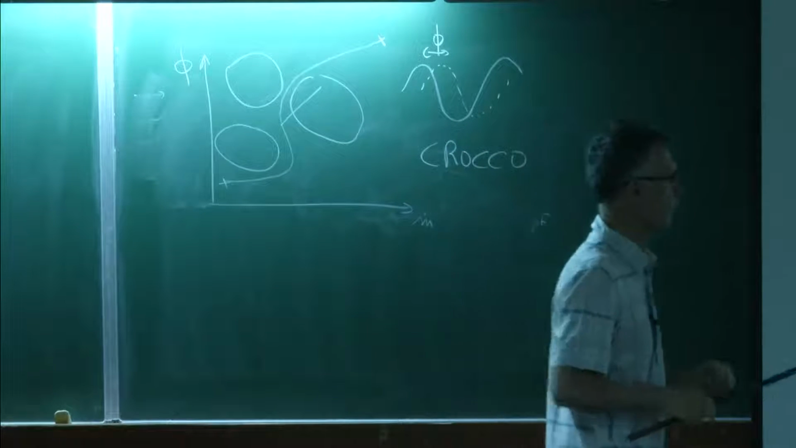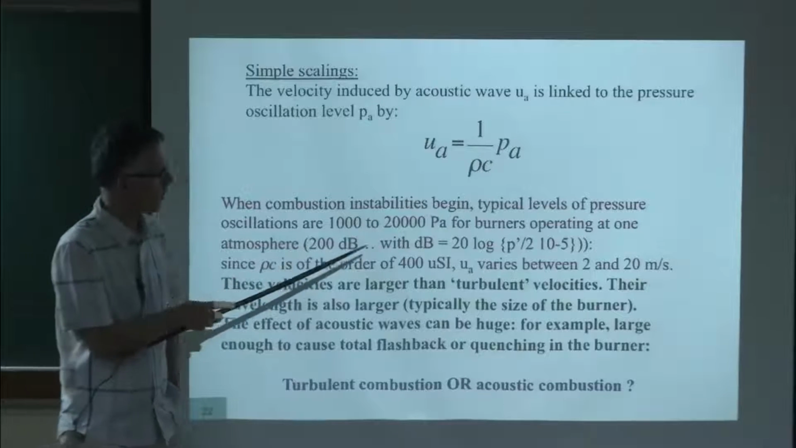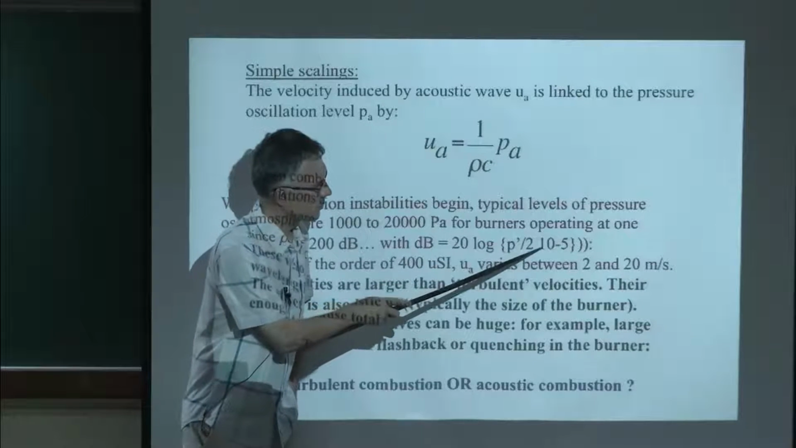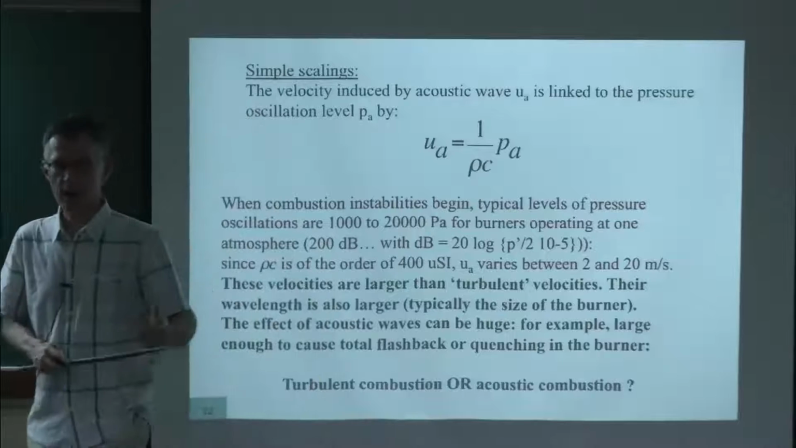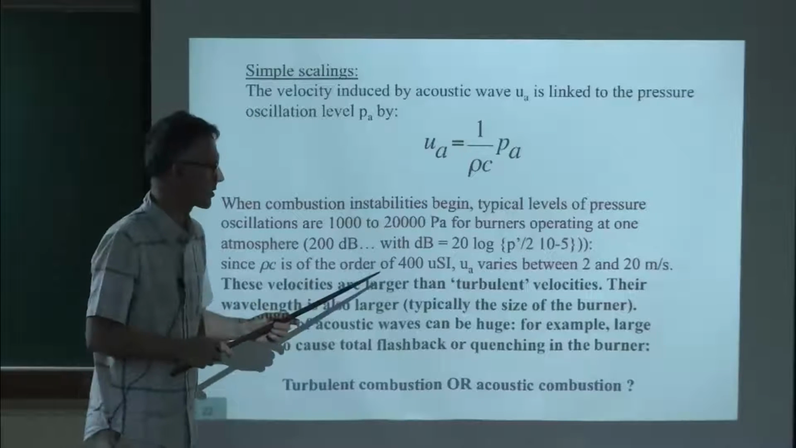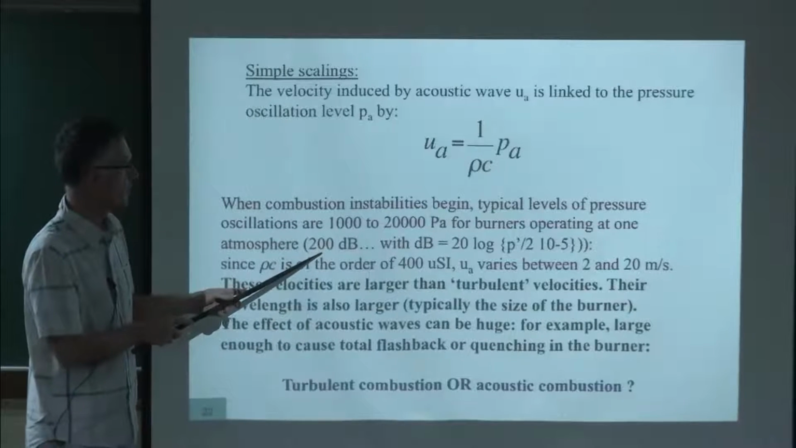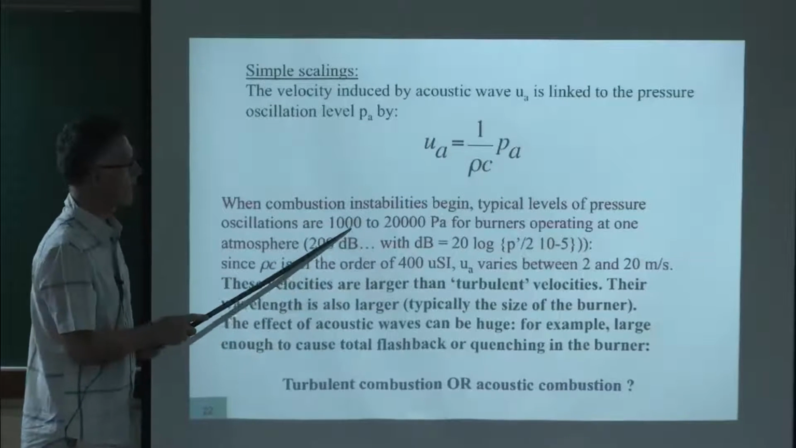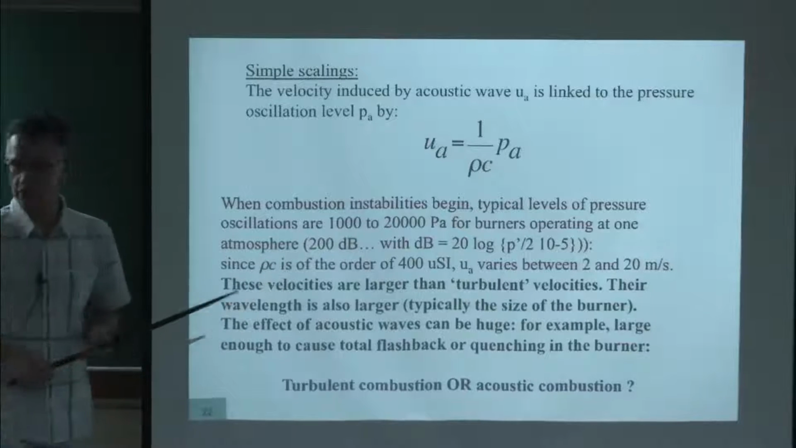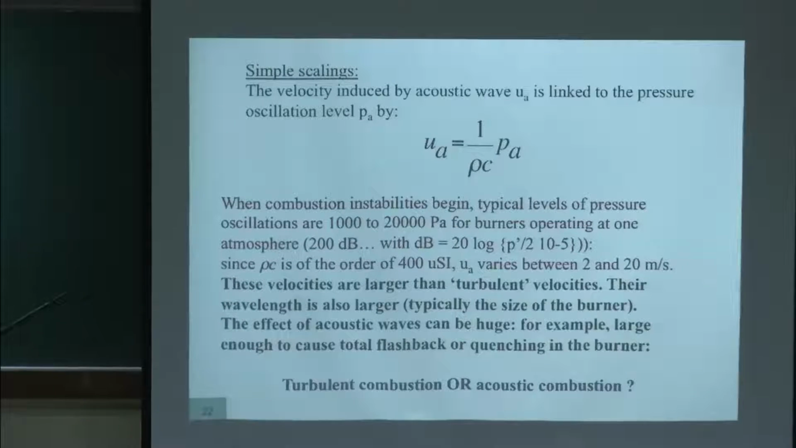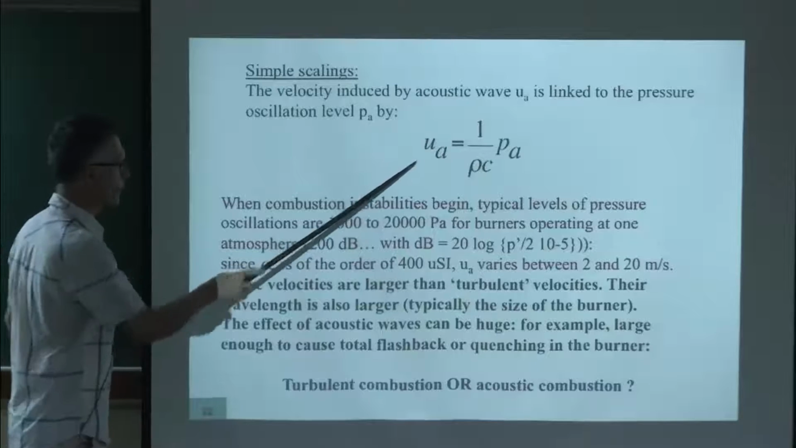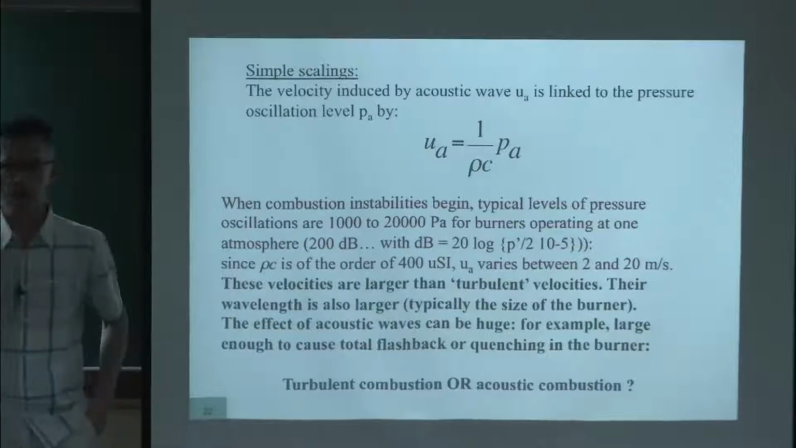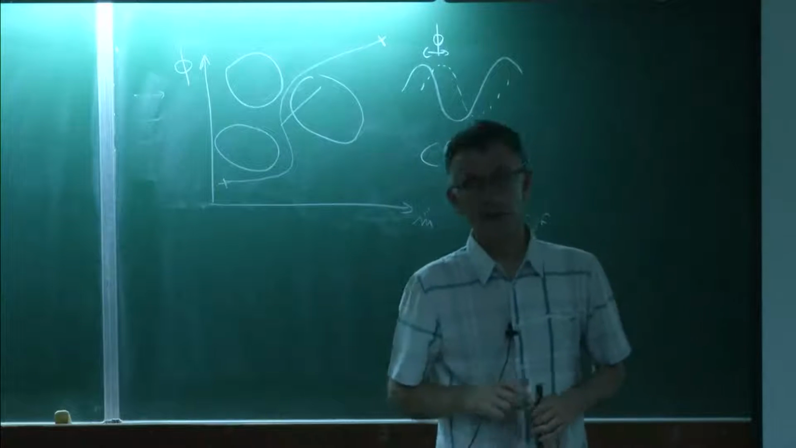You can go from dB to Pascal with this formula: dB equals 20 log of p prime over 2 times 10 to the minus 5. So for example, if you have 200 dB, you plug it in on that side and you can find p prime. p prime will be of the order of 1,000 to 20,000 Pascal. Now if you know p prime is this much, you can guess u prime, and u prime will vary between 2 and 20 meters per second. So that's important. It's a big velocity.